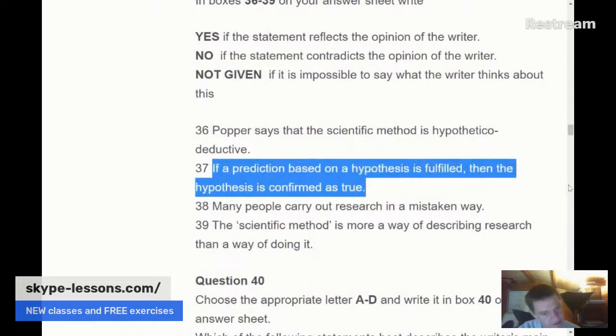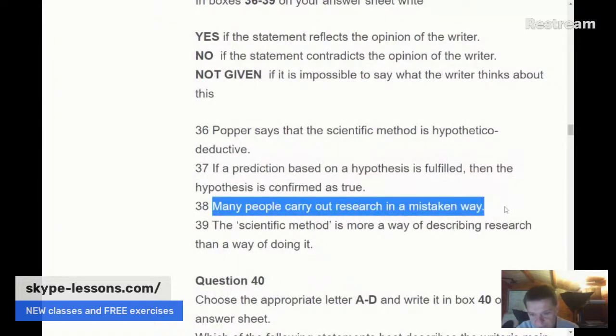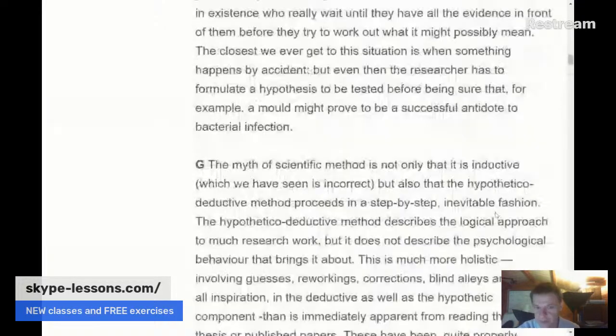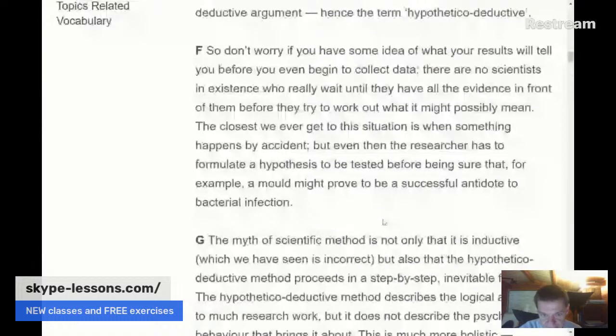That's not correct. You can only disprove a hypothesis. You can never prove a hypothesis to be true. You can only disprove a hypothesis. That's what science is. Okay, many people carry out research in a mistaken way. So we need to search carefully for this.